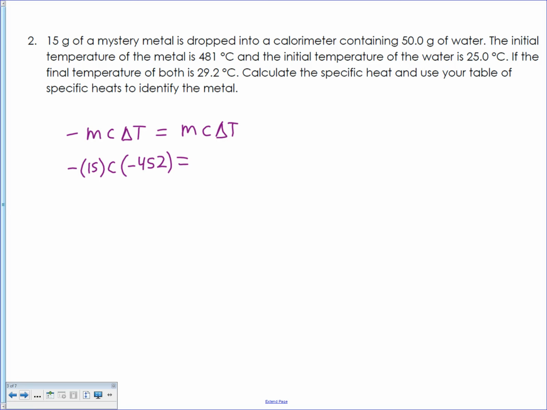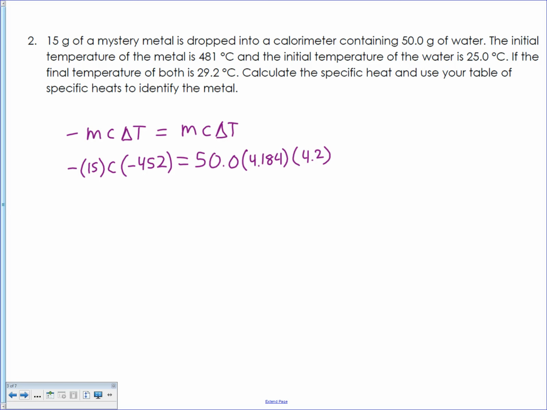And that equals 50 grams for the water, 50.0, times 4.184. So that's that known specific heat for water. And then change in temperature for the water is going from 25 to 29.2, so that's a difference of 4.2. All right, so looking at this one, notice we have two sig figs again, both because of the 15 on the left side of the equation and the 4.2 on the right side of the equation.